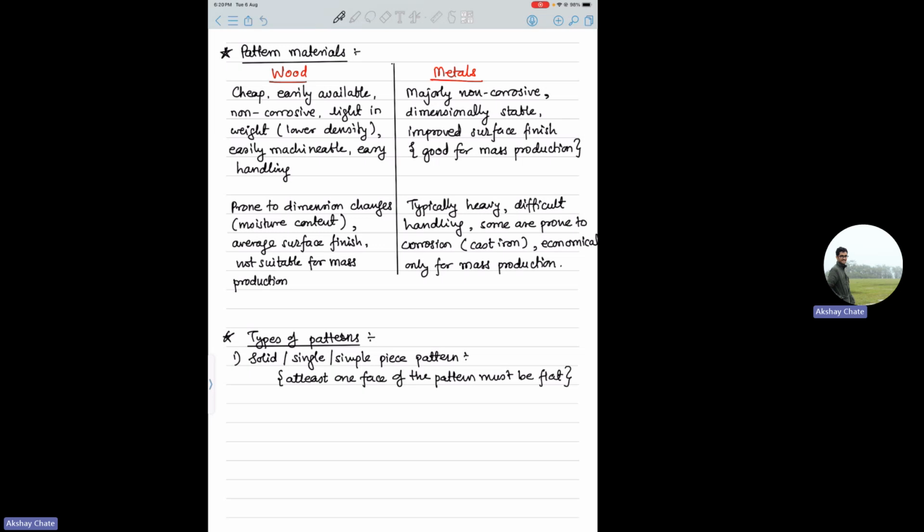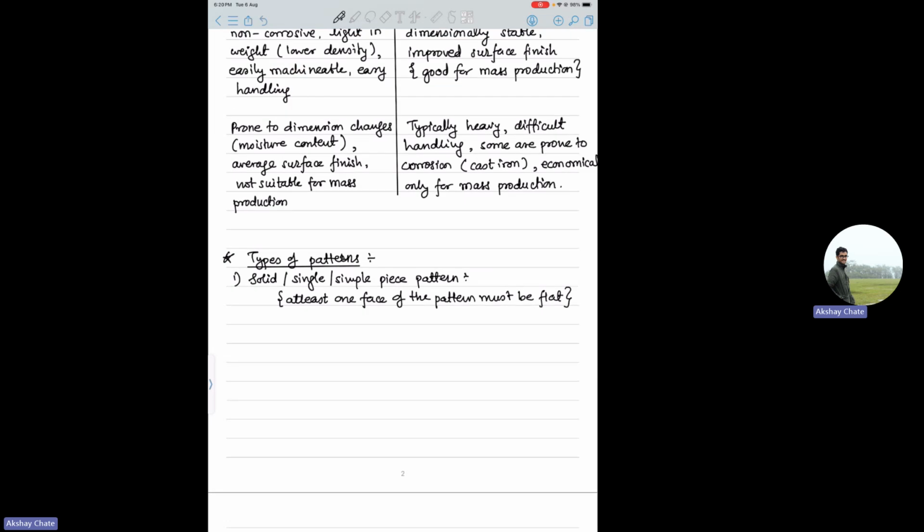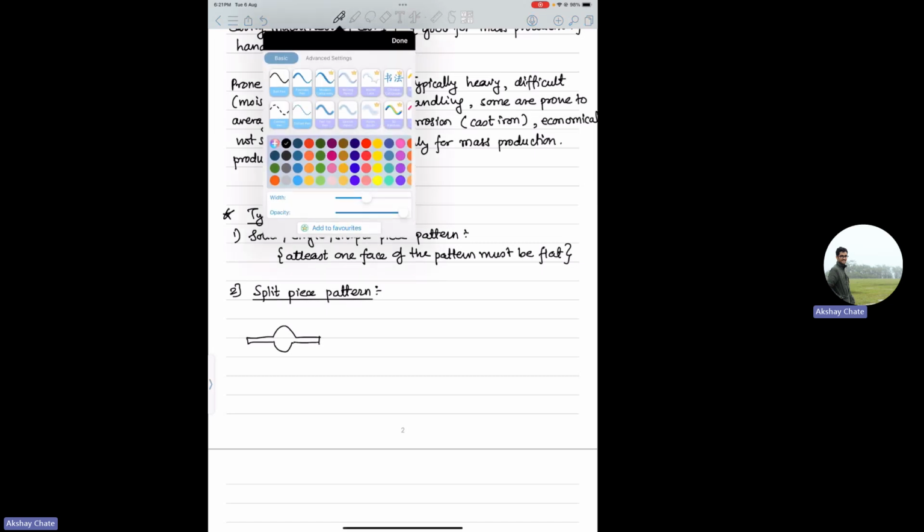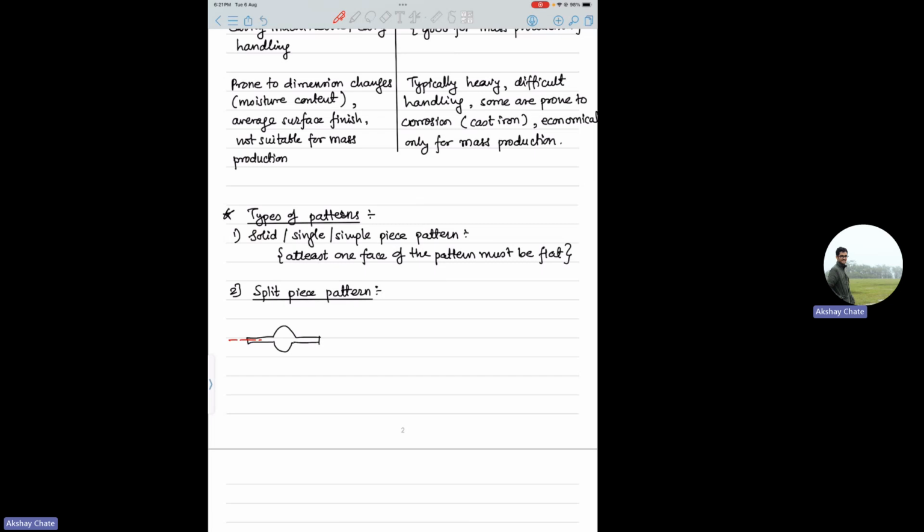Okay, but life is not that simple. In other cases, you will not have such simple patterns. The second pattern is called a split piece pattern. As the name suggests, you have two pieces in this case, because you cannot make this pattern in one piece. For example, the common shape that is considered is something like this. You cannot make this as a simple piece pattern, because then how do you remove this pattern when you want to pour the liquid metal? So what they typically do is divide it into two parts, like this. Then it becomes a two-piece pattern.